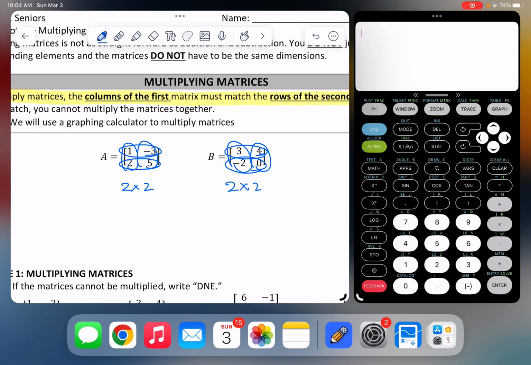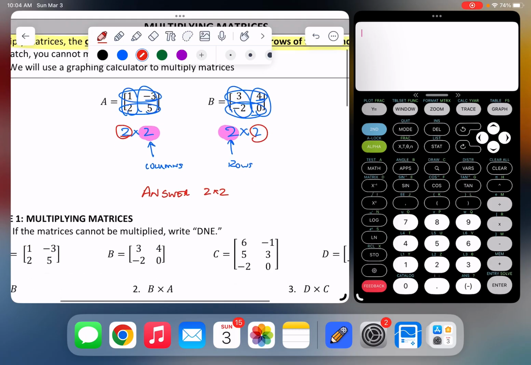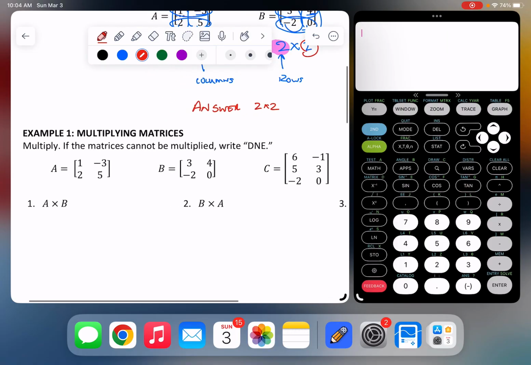So in order to multiply, columns of the first and rows of the second must match. So these guys right here have to be the same thing in order to multiply, okay? And then what's kind of nice is the outer ones, this guy and this guy, they don't have to match, but your answer is going to be those dimensions. So your answer is going to be the outer dimensions, but the inner dimensions have to match in order to multiply, okay?